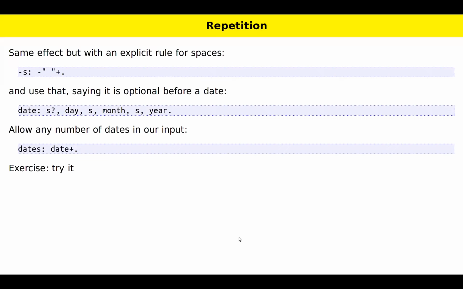Another way of doing the same sort of thing is to create an explicit rule for spaces. So you see here the rule S allows 1 or more spaces. And then we use that between day, month, and year, and we say it's optional before the date. So then we've got effectively either no spaces or 1 or more spaces before the date, and then spaces between the elements. And if we now want to allow any number of dates in the input, then we can just say dates is date plus. And so then your input can contain any number of dates. So that's what I would now like you to try.